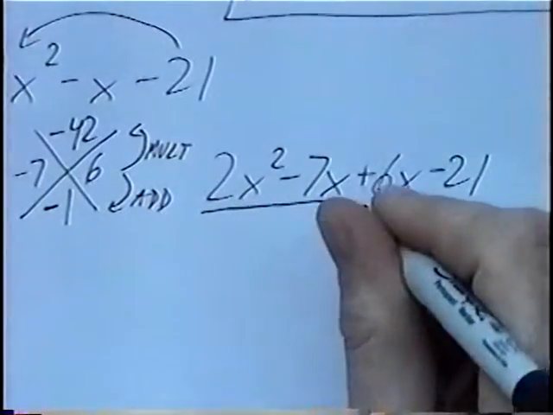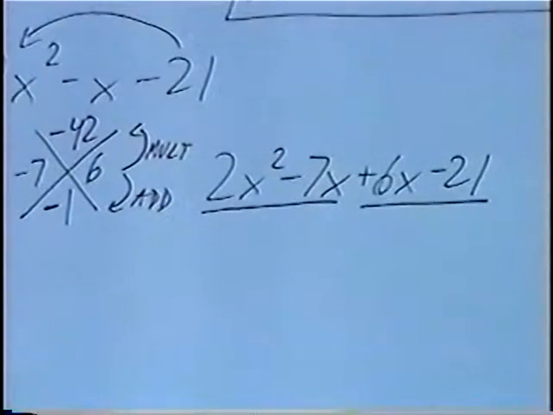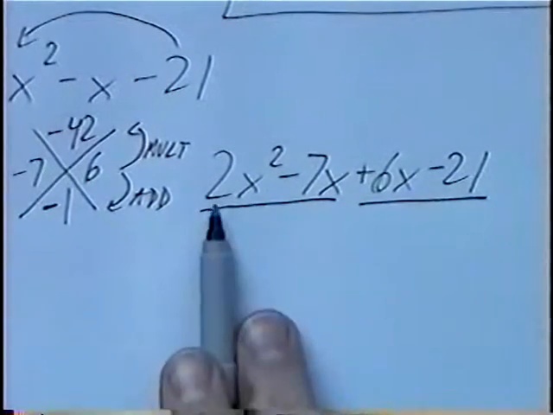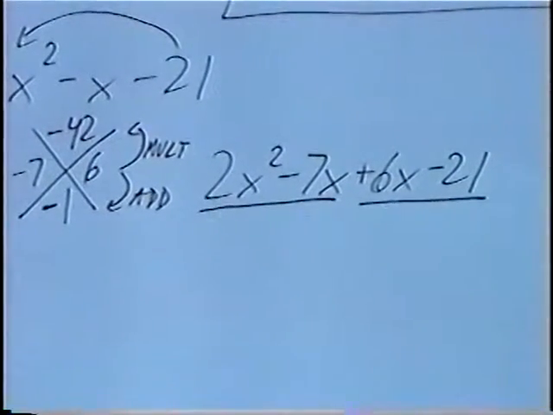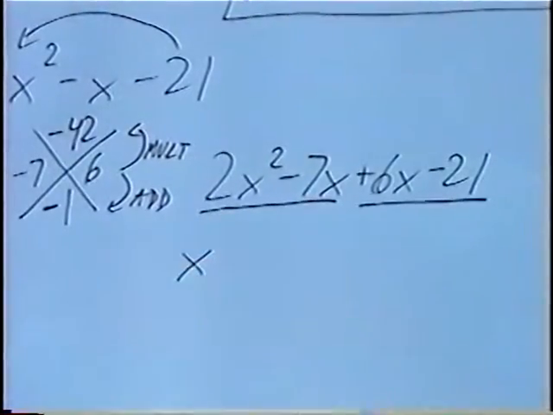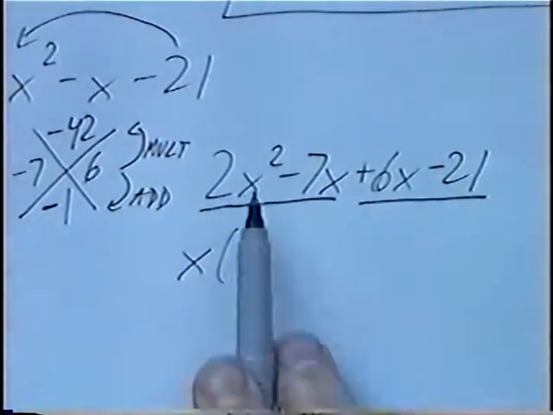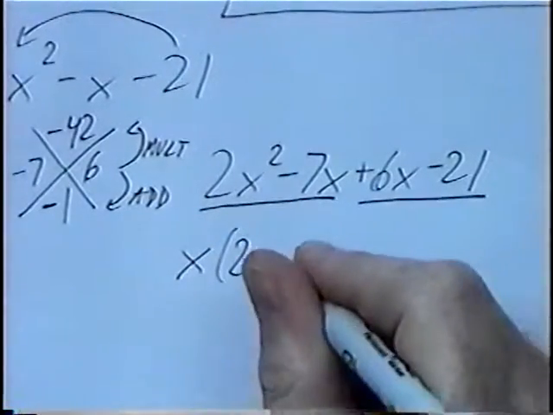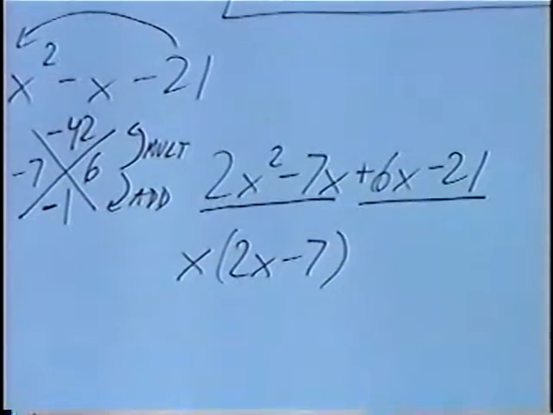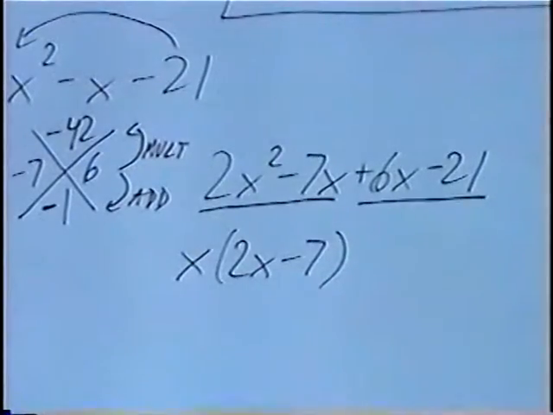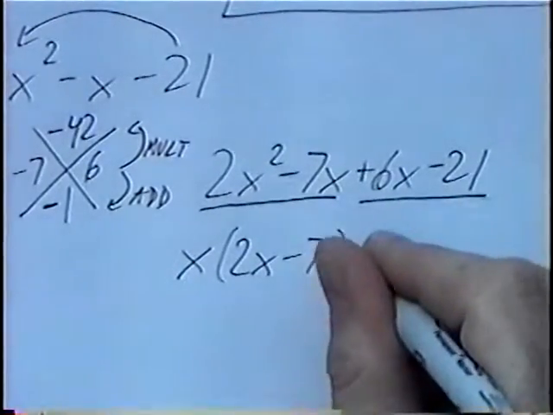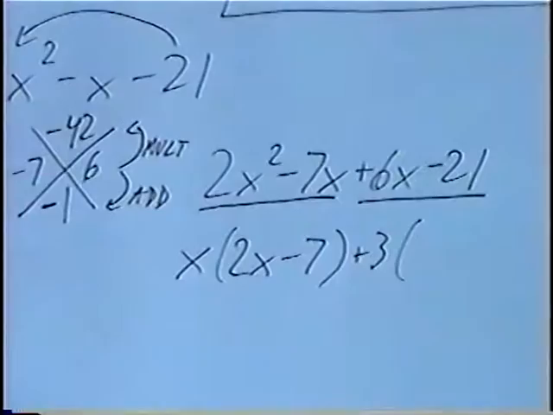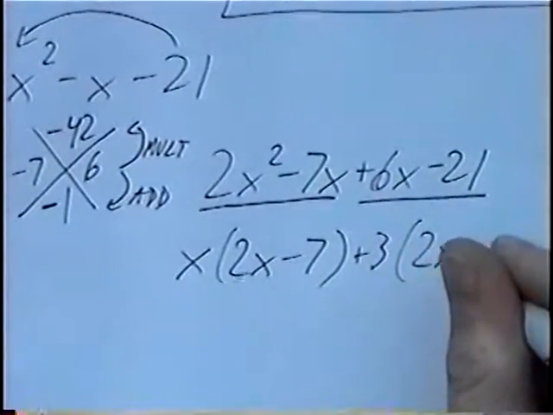When we have 4 terms, we can factor by grouping. From here, the common term in the first two is x. Taking the x out of each of these, we'll be left with 2x minus 7. Factoring the last two terms, we can take out a positive 3, and we'll be left with 2x minus 7.